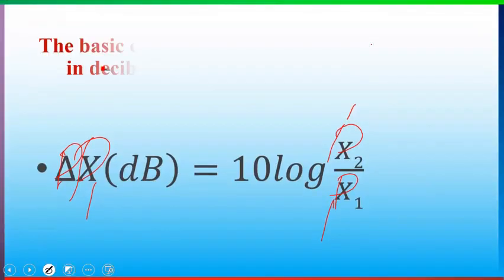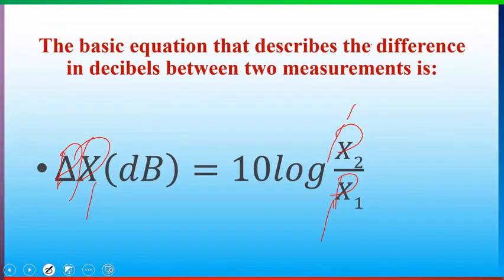This is too easy. This is a generalized equation. You can see a change in any quantity x can be expressed as 10 log of final x divided by initial x. So this is the generalized form of the equation that can apply to power and intensity. If we apply it on power, then we will replace x with power, and if we apply it for intensity, then we will replace x with intensity.